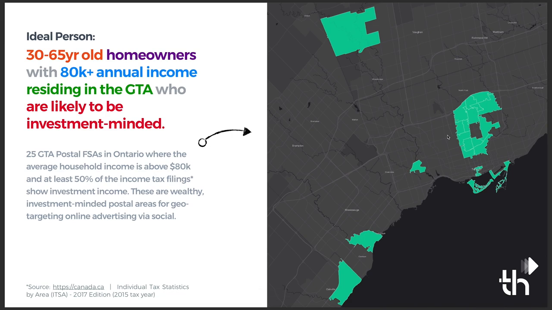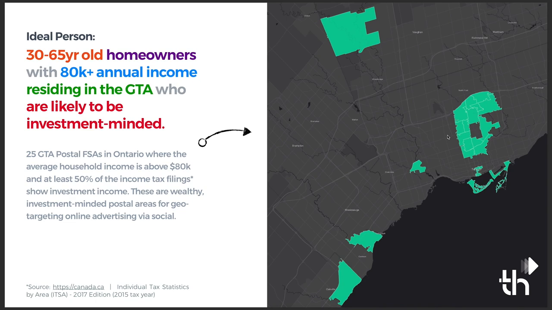And this is a postal code map, top 25 postal codes in Ontario that have at least $80,000 of annual homeowner income, but at least 50% of the tax filings within those postal codes show investment income. So we're inferring the likeliness to be investment minded by the fact that at least 50% of the people that live there show investment income on their tax data.